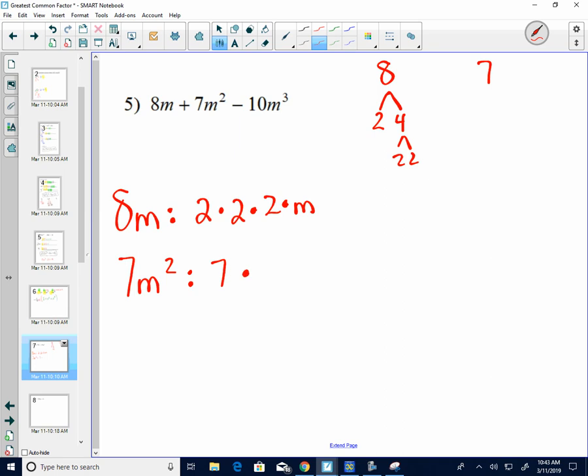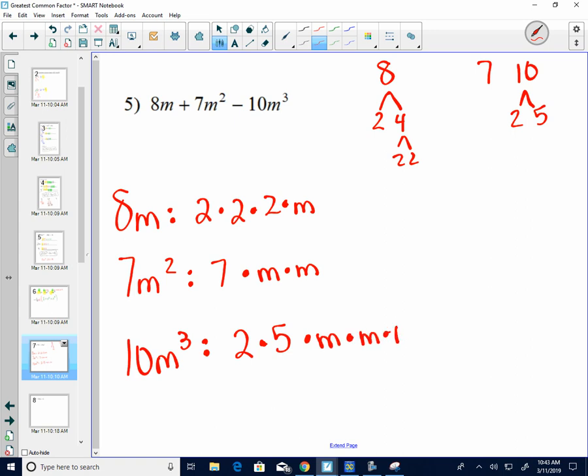So 7 times, but I can factor that m squared out. And then I have a 10m cubed. So I'm going to look at factoring 10. So 10 I know is 2 and 5, and those are prime factors. So it's 2 times 5, and it's m cubed. So it's m times m times m. So I can start looking to see what they have in common.